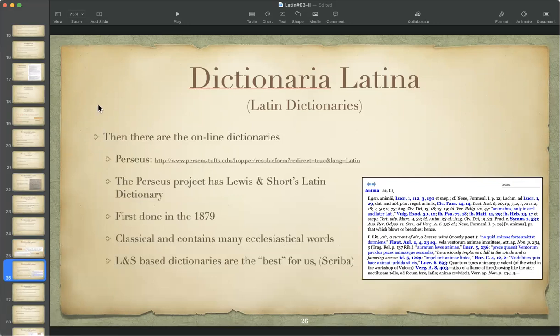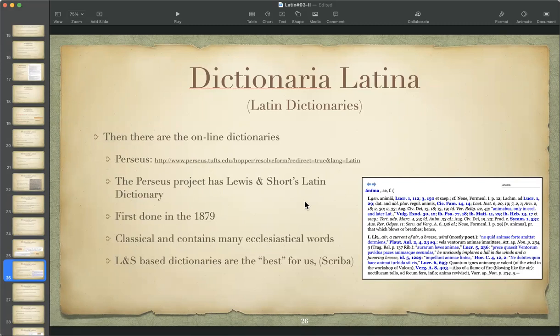Now, the other thing you can use, and keep in mind these are PDFs, so you should be able to open your PDF and click on that URL. There are online dictionaries. Perseus is one. If you're not sure what you want to do for a dictionary, you can use Perseus for a while. It's a pretty good dictionary. It has Lewis and Short's Latin dictionary built into it. In fact, it is Lewis and Short, only online and electronic. It is classical, but it has a whole bunch of ecclesiastical words.